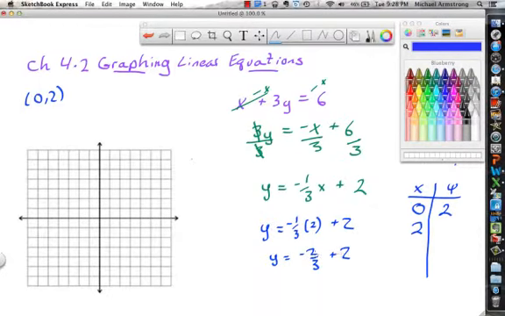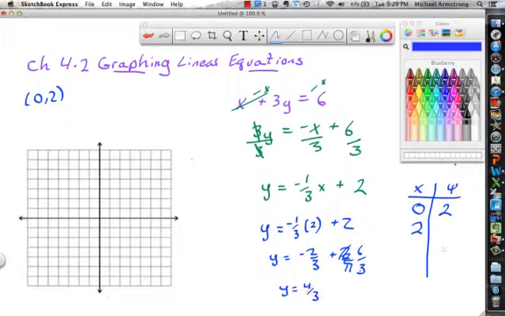Now I can add these together, but it's a little difficult. I have to change 2 into 2 1s into something thirds. So I'm going to change this into thirds multiplied by 3. So this is 6/3 is the same as 2 1s. That's back where we were up here. Negative 2/3 plus 6/3 is 4/3. So y is equal to positive 4/3.